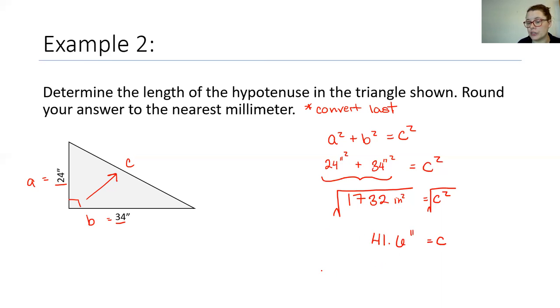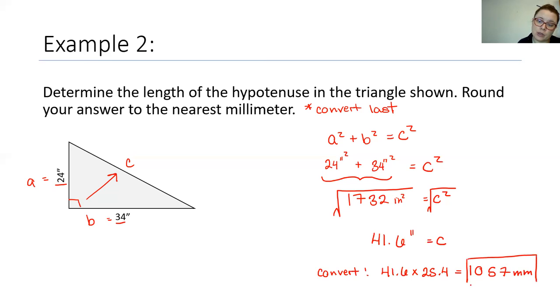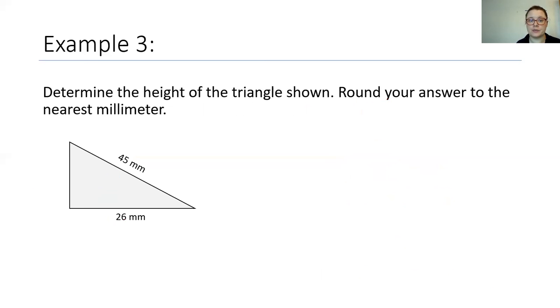And then we're going to convert. So 41.6 times 25.4 leaves us with 1,057 millimeters for our length. And that would be our final answer. Nice, easy calculation, nothing too complicated.